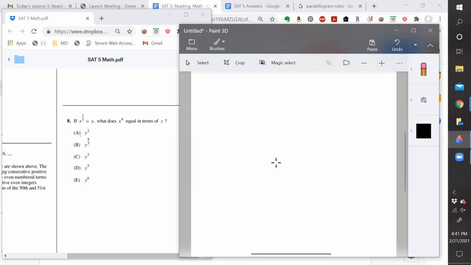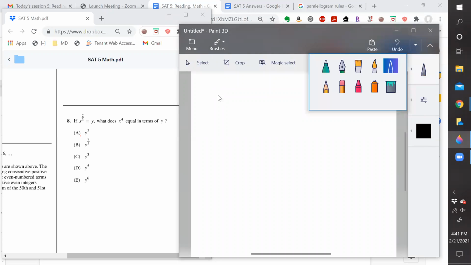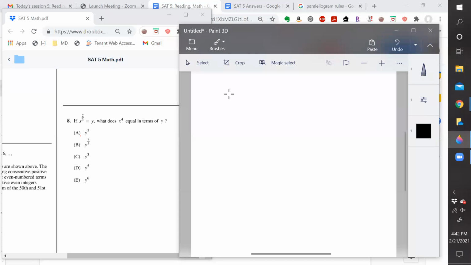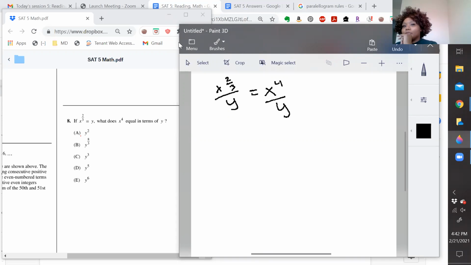So I knew that it was like proportions. So at first I did x to the 2/3 over y equals x to the 4th over y. But then from there I was like, I don't think I should do it this way. You did it what way? I'm sorry. I had it on eraser. I was gonna write it. Say that one more time. Yeah, I did x to the 2/3 over y equals x to the 4th over y. So setting it up like a classic proportion.